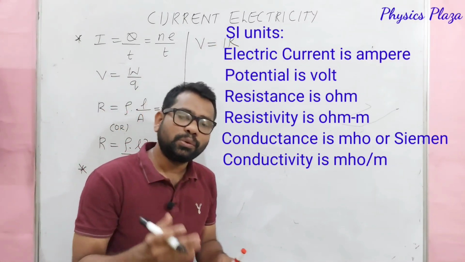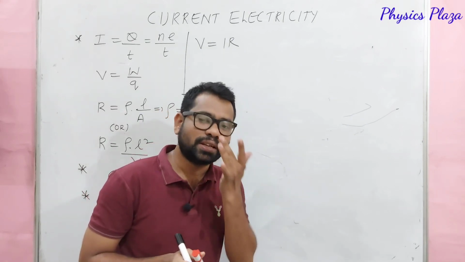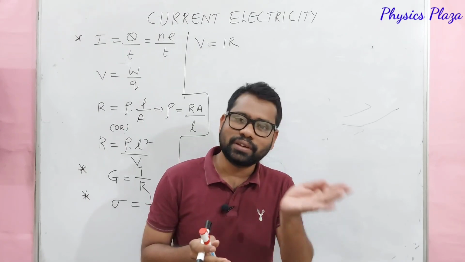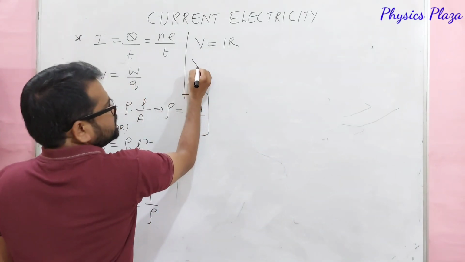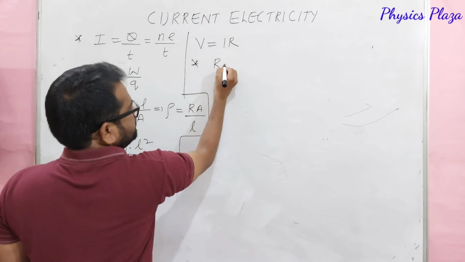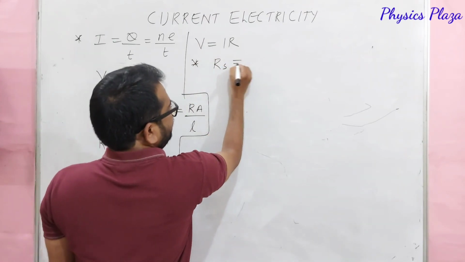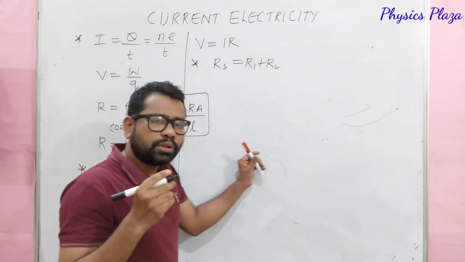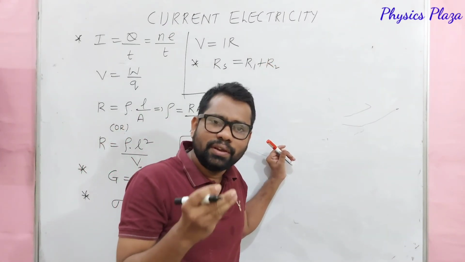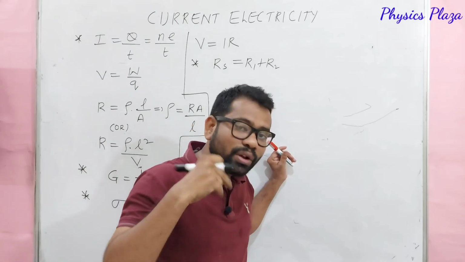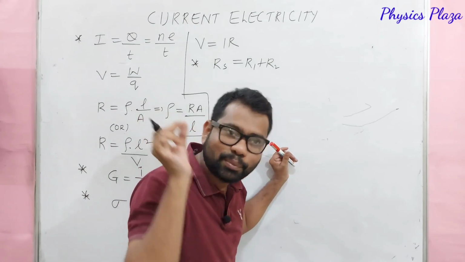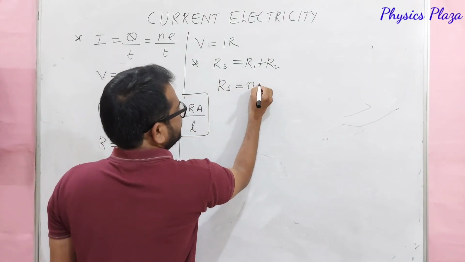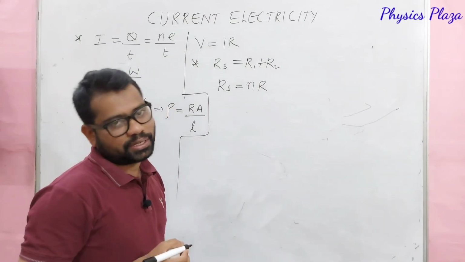Dear children, if more than one resistor is given, what will happen? We can combine them in two different ways. One is a series combination, the other one is a parallel combination. In a series combination, if two resistors are connected in series, then Rs is equal to R1 plus R2. If n resistors are given, each with the same resistance, then how can we calculate the resultant resistance in a series combination? Rs is equal to the number of resistors into the resistance of each resistor.